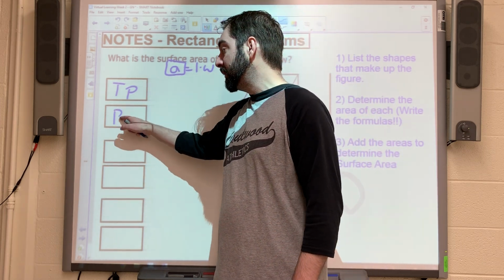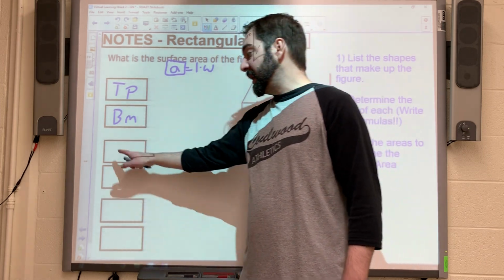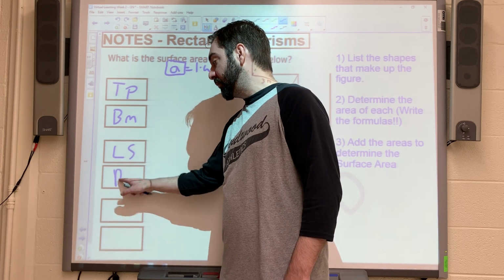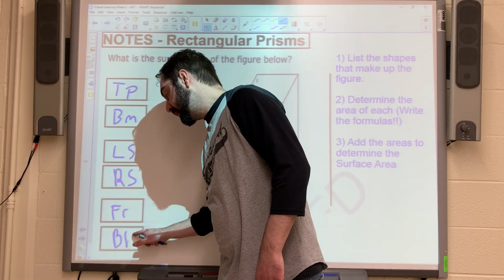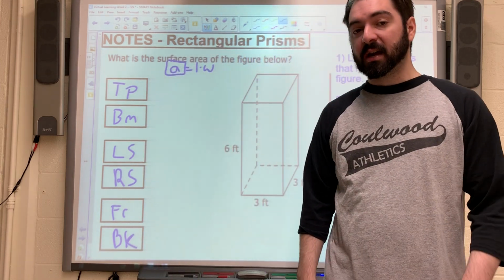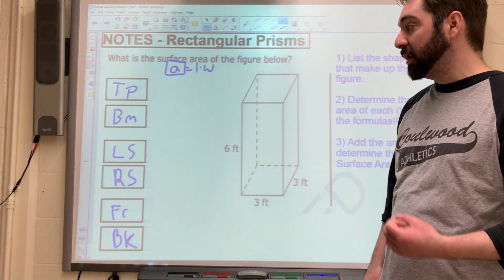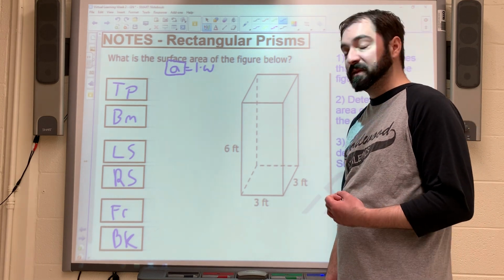So I have a top and a bottom. I have a left side, and I have a right side. I have a front, and I have a back. Even if it's just basic labels to let you know, hey, these are the 6 sides that I'm dealing with.